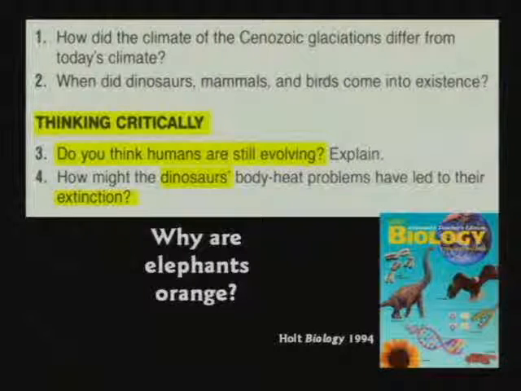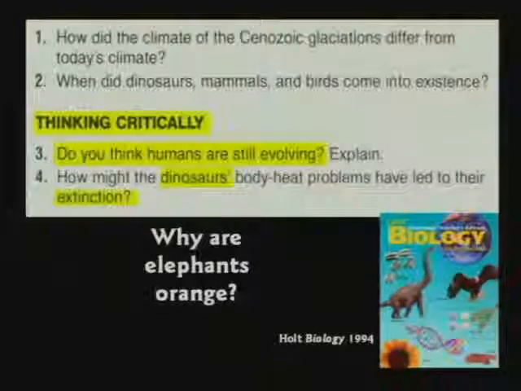Then they say, how might the dinosaurs' body heat problems have led to their extinction? They got two assumptions in that one. How do you know they had body heat problems and how do you know they're extinct? You can't prove the extinction of anything, well, unless you're all places at all times at the same time. Watch video number 3 about dinosaurs.